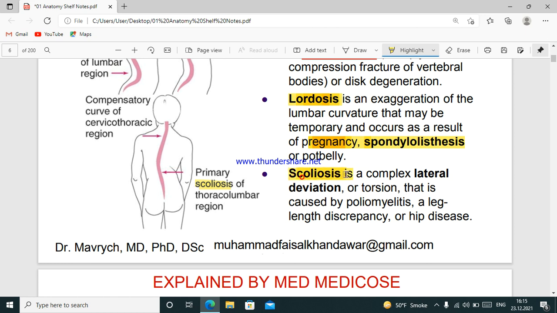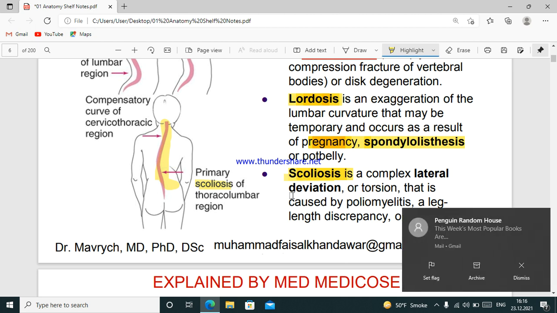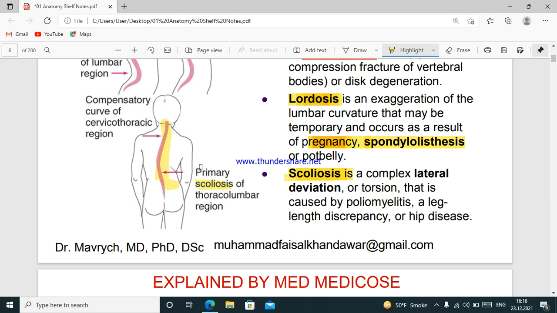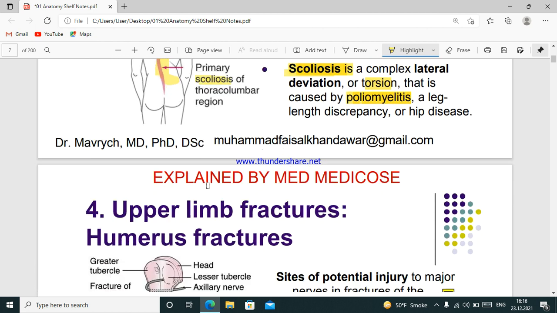And scoliosis. From the name we can tell, it is an S-like shape, a little bit opposite. For memorization I say S for S shape, so it is scoliosis. Scoliosis is basically a complex lateral deviation or torsion that is mostly caused by poliomyelitis, leg length discrepancy, or hip disease. It causes scoliosis, which is the zigzag position of the spine.